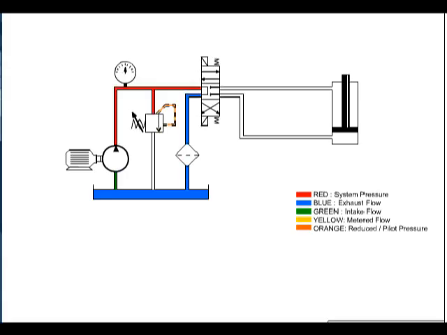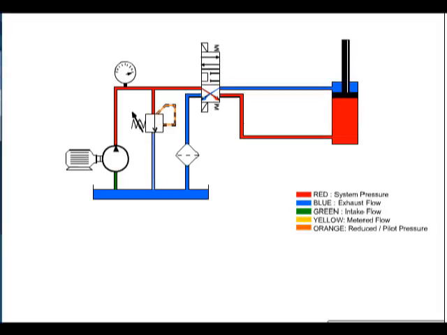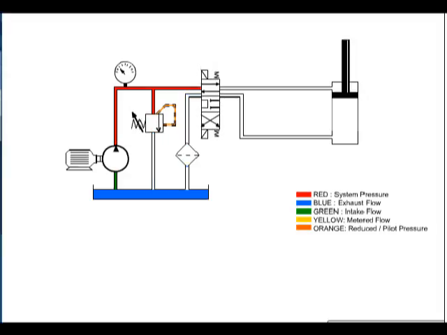Meter in is the method of placing a flow control valve in such a way that fluid is restricted to the actuator. In this circuit, without a flow control valve, the cylinder extends and retracts at an unrestricted rate.